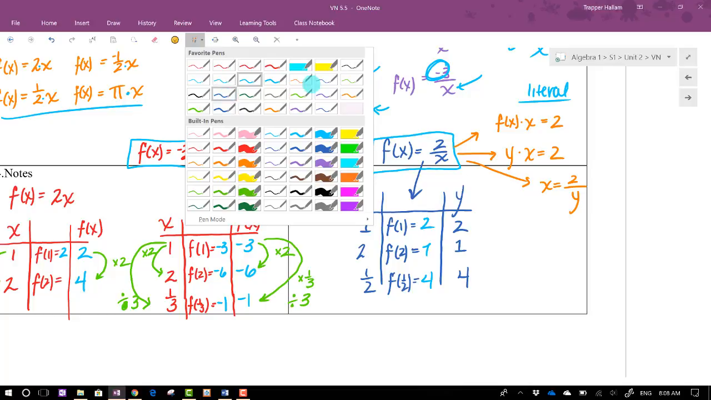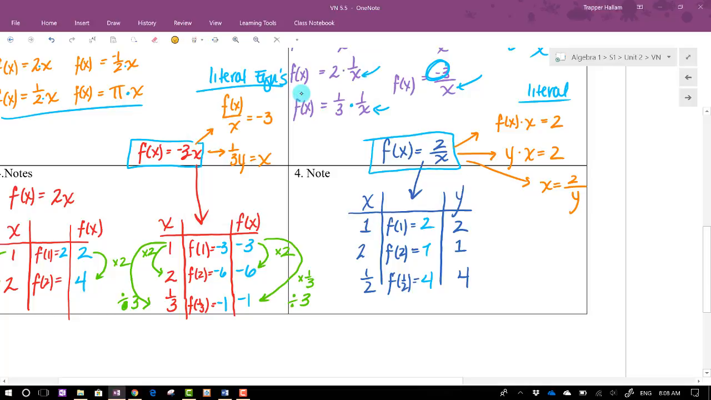Let's talk about what happens, because this should be inversely proportional, meaning that if we double the input, right? We went from 1 to 2, so we're doubling the input. Then if you look at the output, look what happens. It is cut in half. So this side is being cut in half while this side is doubling. And that's what inversely proportional means.